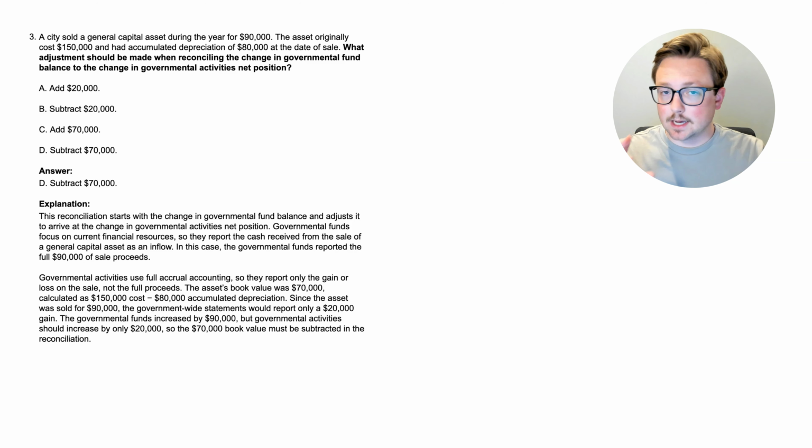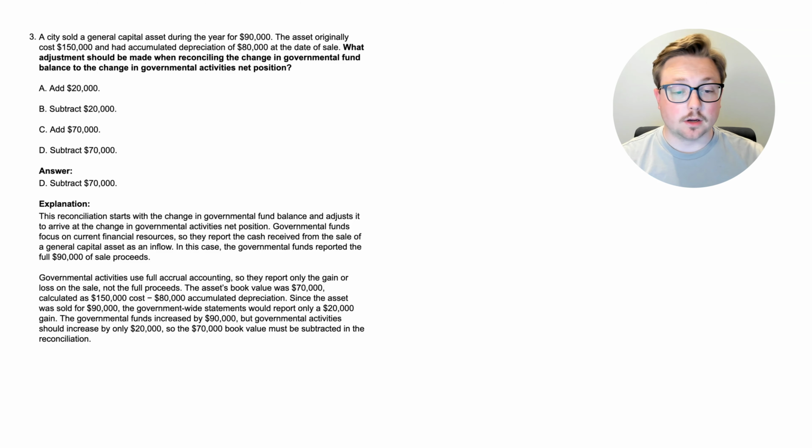Now again, this is kind of a newer topic out of the ones we've learned so far. So if you didn't know how to do this, that's okay. We're going to use the explanation to start learning. This reconciliation starts with the change in governmental fund balance. So similar to before where we were starting with the fund balance, we're still starting with the change in governmental fund balance and adjusting it to arrive at the change in governmental activities net position.